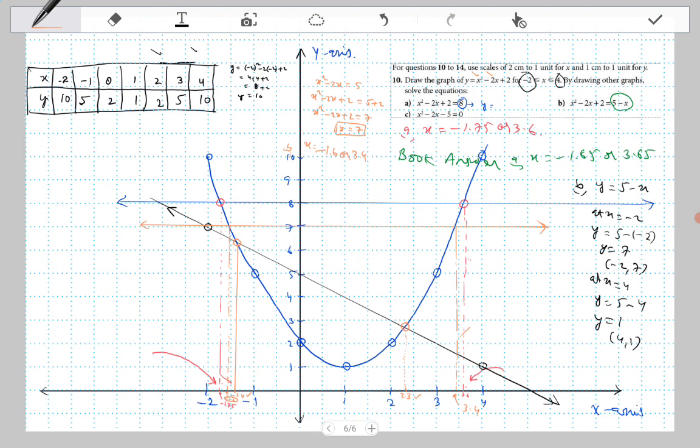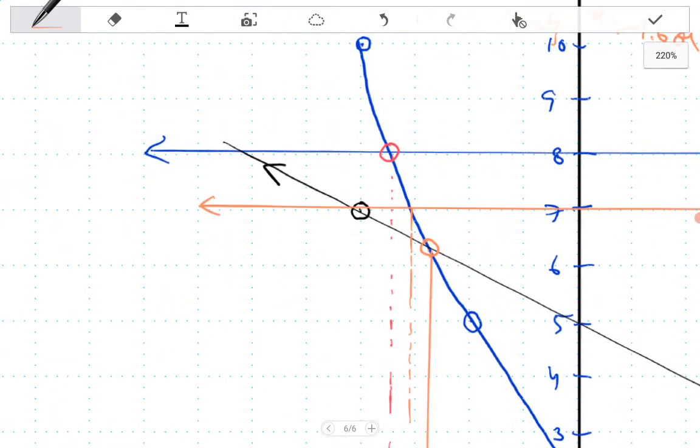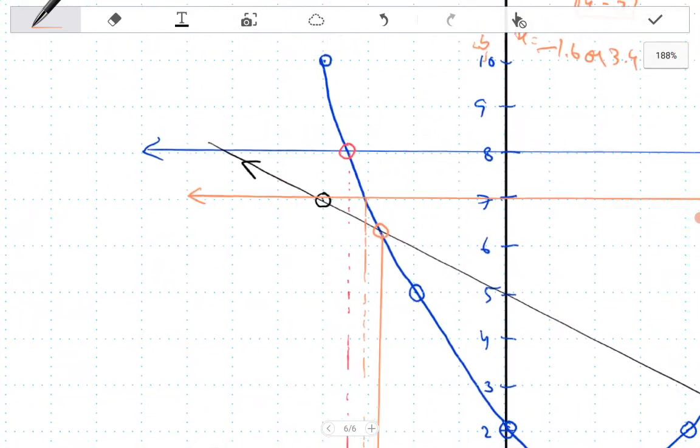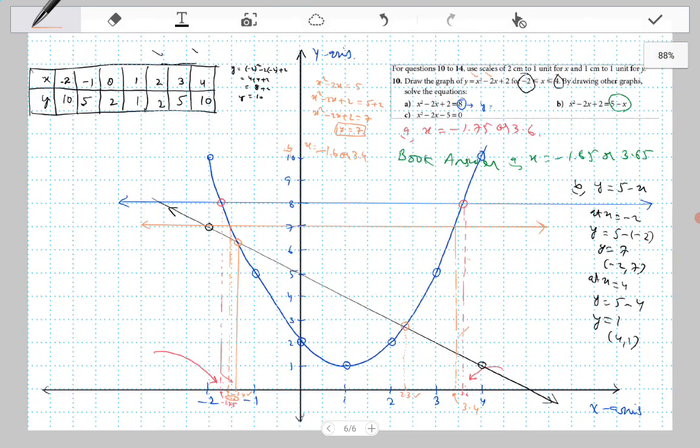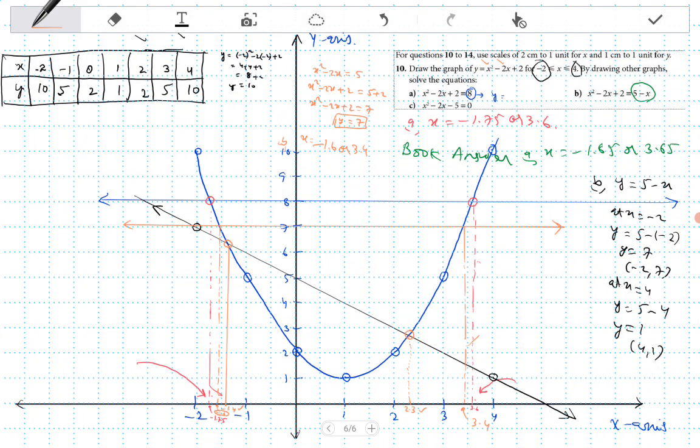Part C, minus 1.45 and 3.45. The book answer is minus 1.45. My answer is minus 1.6. It's because my line is slid a little higher than the actual line, so it's not exactly matching that answer. But still, this is a considerable range. I always emphasize that you shouldn't worry about the acceptance. If you draw it, you'll definitely find your answers within the range. You won't find any difficulty in it. I hope you all understand that.